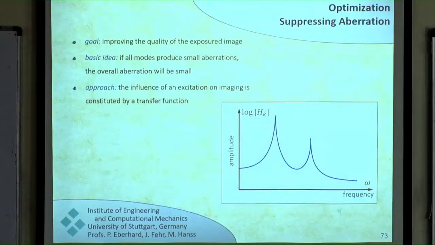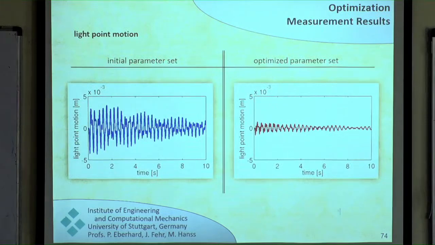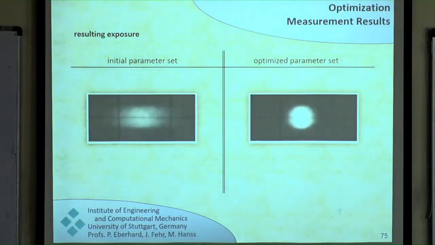But the question was, how should we influence the motion? And the idea was, let's take the frequency response and press down the maximum amplitudes by optimizing the parameters. So with an initial set, we get the blue curve, with an optimized parameter set, the red curve, and the disturbance is greatly reduced. And if we make a recording, then we get something like this. For the initial parameter set, the point is not always at the same position, therefore it's over a wider area. For the optimized parameter set, it's working nicely. So this was a purely passive thing. No active elements, no control, only adjusting the mechanical parameters.